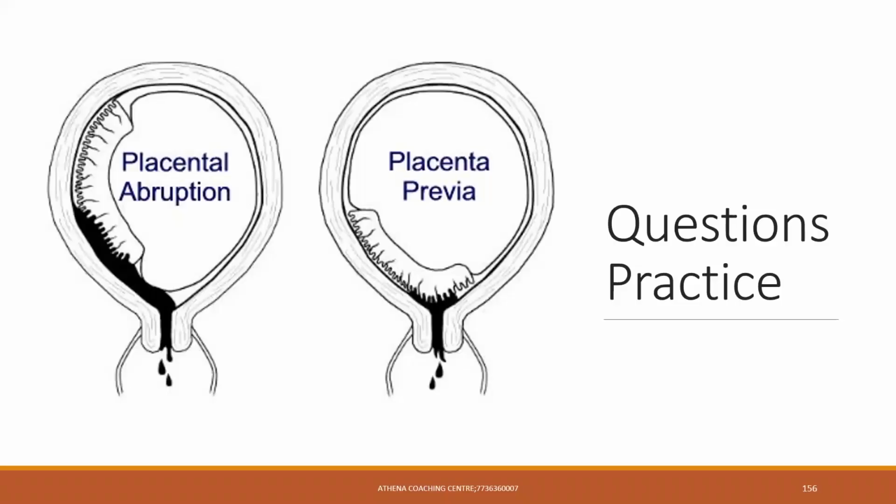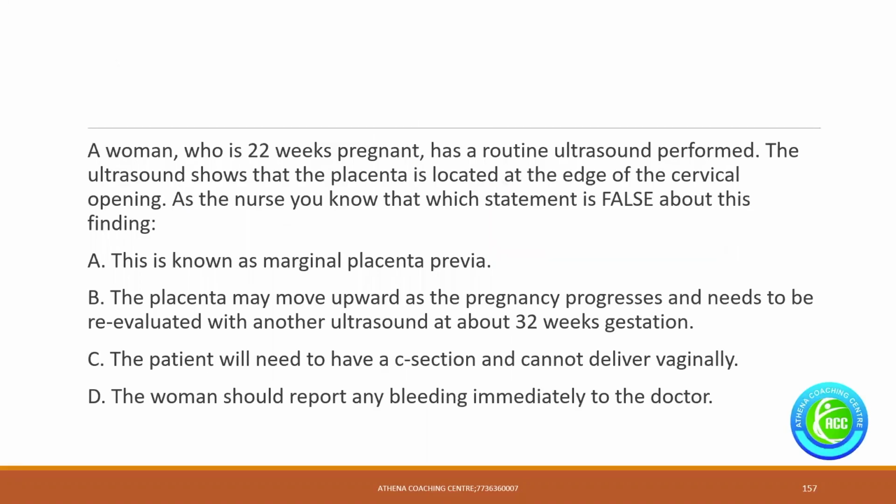Now we will practice some questions. Here is the first question. A woman who is 22 weeks pregnant has a routine ultrasound performed. The ultrasound shows that the placenta is located at the edge of the cervical opening. As the nurse, you know which statement is false about this finding.